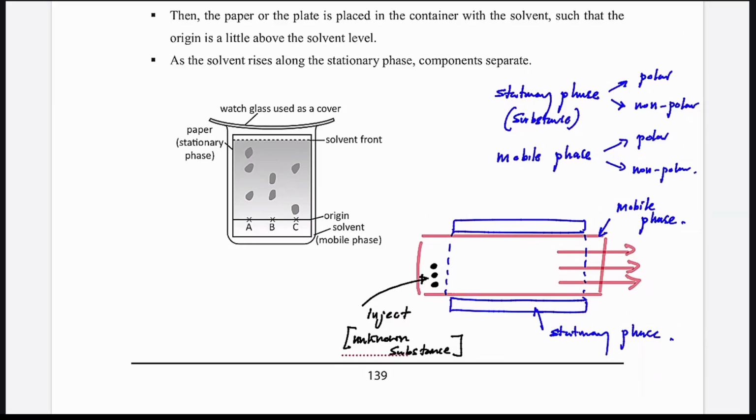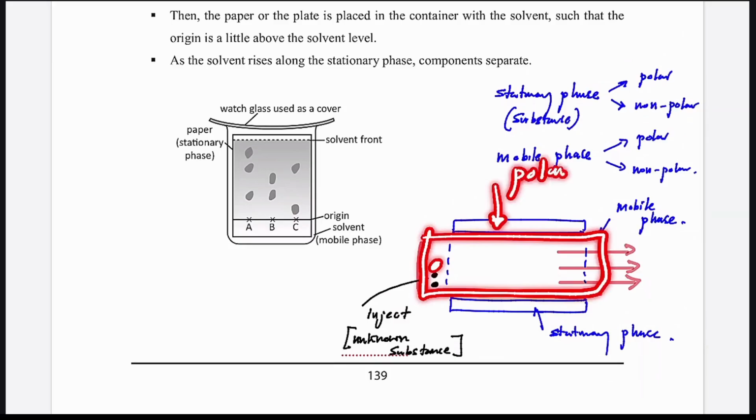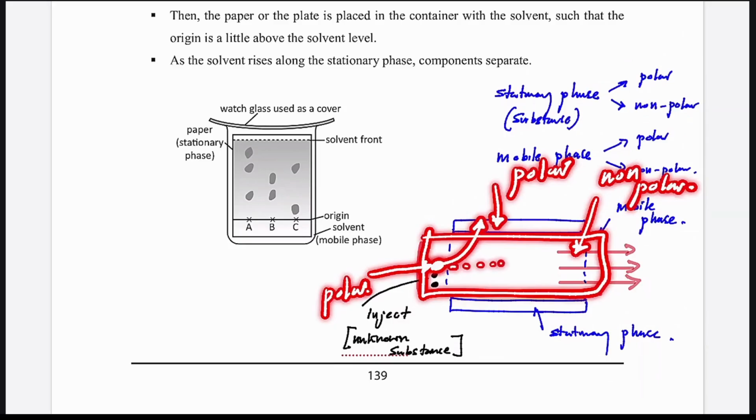Suppose this is non-polar, and suppose this is polar. If the stationary phase is polar, the mobile phase is non-polar. Suppose this guy is polar. Then what will happen? This guy is more attracted to the surface. Because of that, the motion is slow. That's why.